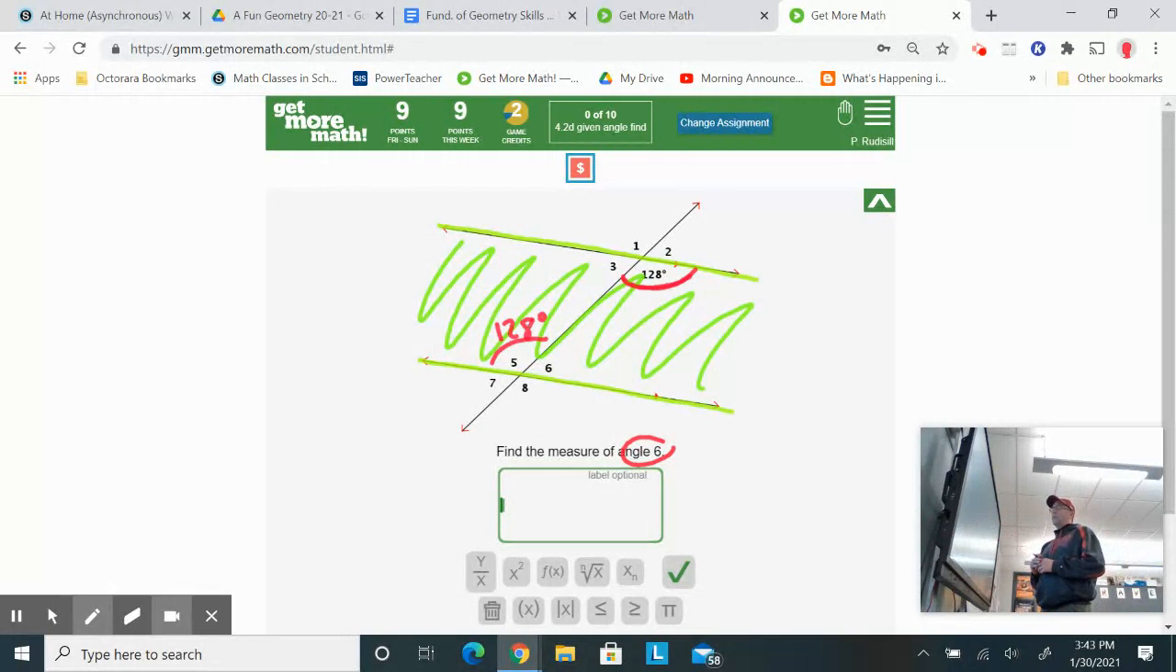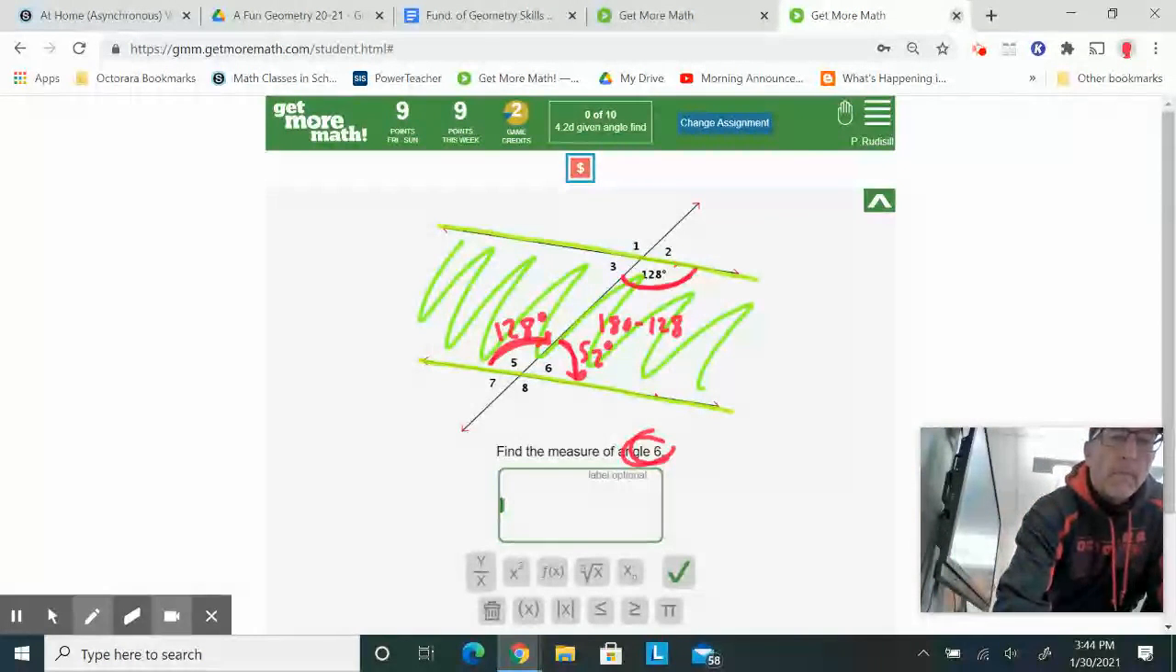Now you might say, well, what are you doing that for? Because we're supposed to find angle 6. Well, angle 6 is right next to that. And if you add angle 5, that 128, to angle 6, you're going to get 180 degrees. And that means they're supplementary. So if we take 180 and subtract the 128, that'll leave us with 52 degrees. So that must be a 52-degree angle.